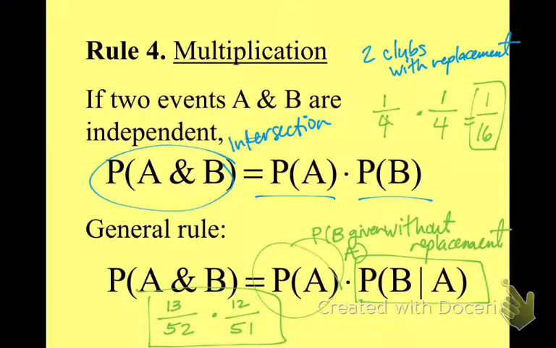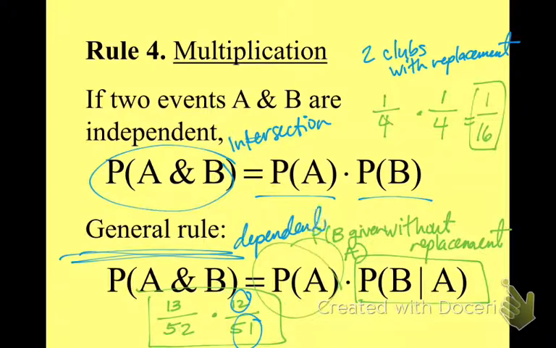And all that happened is I decreased the numerator and denominator by 1 because now I no longer have a club and I no longer have that card. So each thing gets decreased by 1. That would be a general rule. This would be for dependent events. So for independent, you're multiplying them together. For dependent, you're also multiplying them together, but you have to think about it with respect to the event that's already occurred.